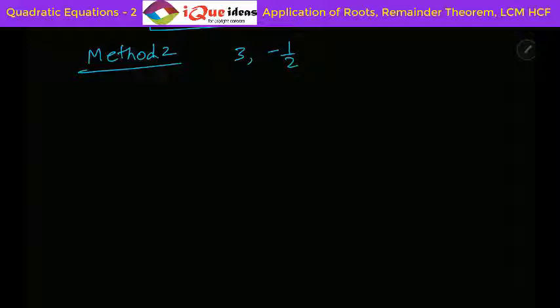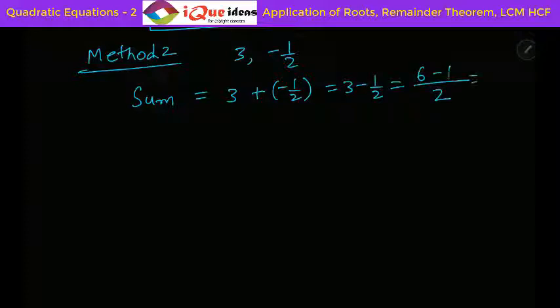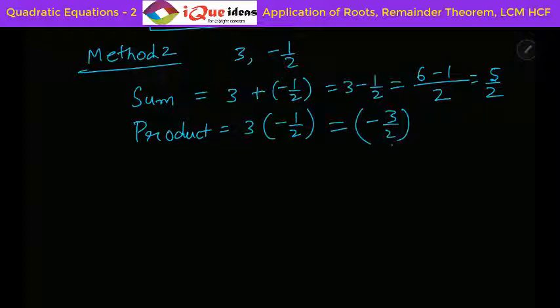That's very simple, right? So first we find the sum of roots. The sum of roots in this case is 3 plus minus 1 by 2, which is eventually 3 minus 1 by 2. That is LCM 2 in denominator. In numerator we'll have 3 into 2, that is 6 minus 1, which is 5 by 2. And the product of roots will be given as 3 into minus 1 by 2, which is simply minus 3 by 2. Right? So sum of roots is 5 by 2, product of roots is minus 3 by 2.